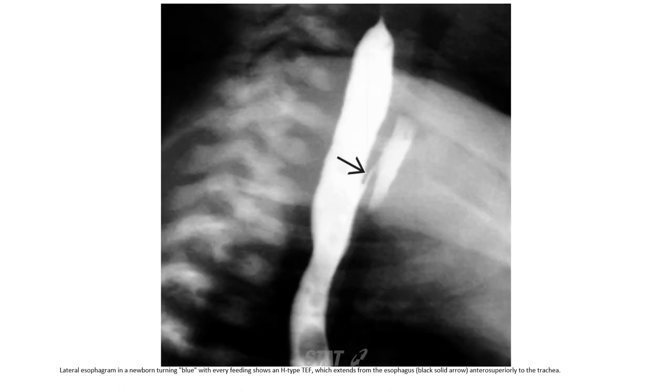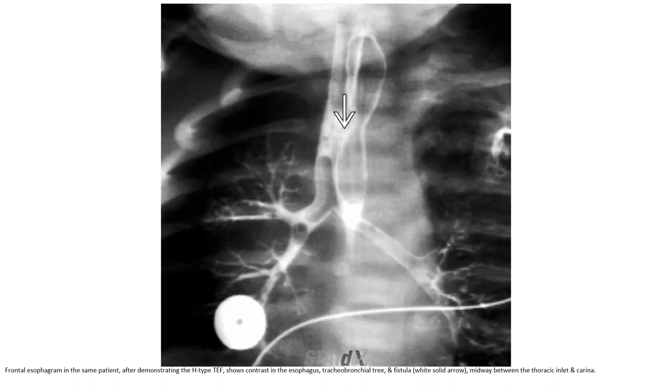Lateral esophagram in a newborn turning blue with every feed shows an H-type TEF, which runs from the esophagus anteriorly to the trachea. Esophagram in the same patient demonstrates the H-type TEF, with contrast in the esophagus, tracheal tree, and fistula, midway between the thoracic inlet and carina.